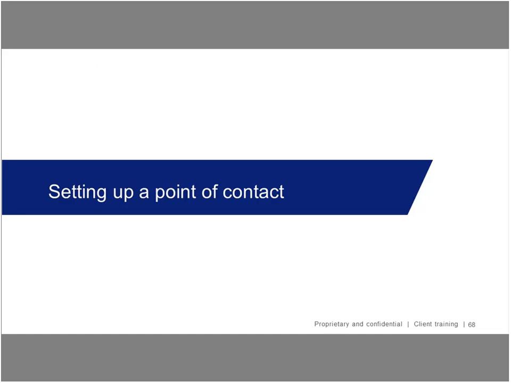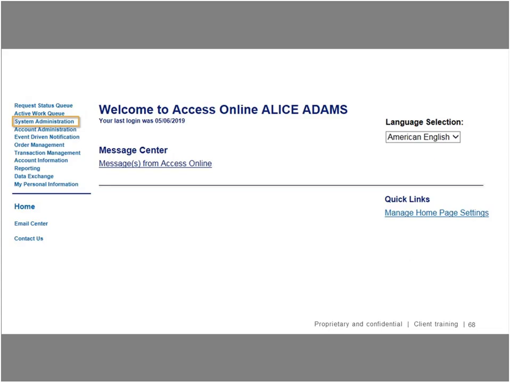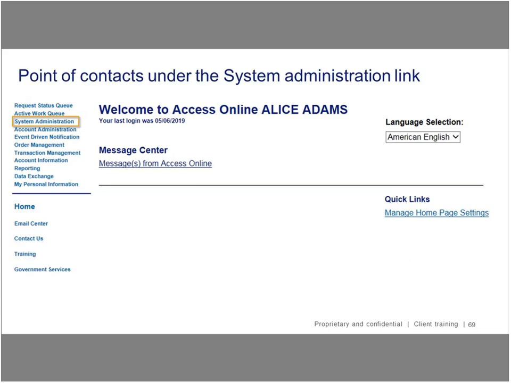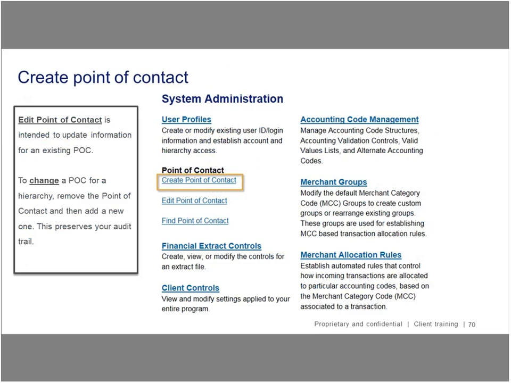Okay, so the other thing we want to talk about today is a point of contact. We looked yesterday in our Getting Started class at how to find a point of contact, but now we want to show you how to set one up. So you would go again to System Administration, and instead of User Profiles, you would come down to Create a Point of Contact.